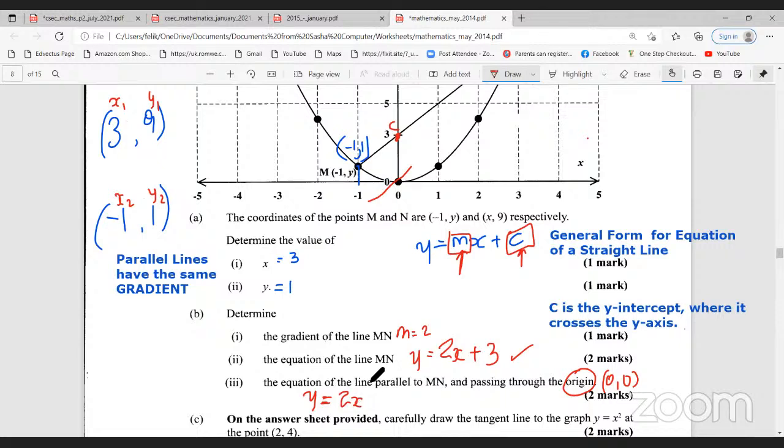They told us that it passes through the origin. What would be the value of c? Zero. Beautiful. You deserve a clap. C is 0, which means we don't even need to put the 0, because 0 is not going to change the value. All we need to do is just write it as y equal to 2x.